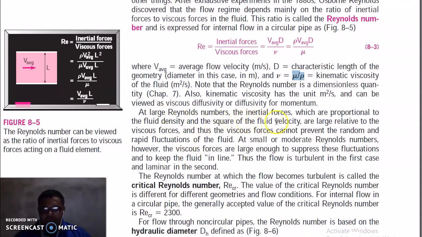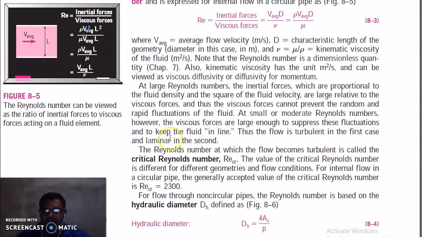At a large Reynolds number, the inertial forces, which are proportional to the fluid density and the square of the fluid velocity, are large. So if the velocity is higher, the inertial force is higher, and thus the viscous force cannot prevent the random and rapid fluctuation of the fluid. At small or moderate Reynolds numbers, however, the viscous forces are large enough to suppress these fluctuations and keep the fluid in line. That is why at a higher Reynolds number your flow becomes turbulent: the viscous forces are very low compared to the inertial forces. So the flow is turbulent in the first case and laminar in the second case.